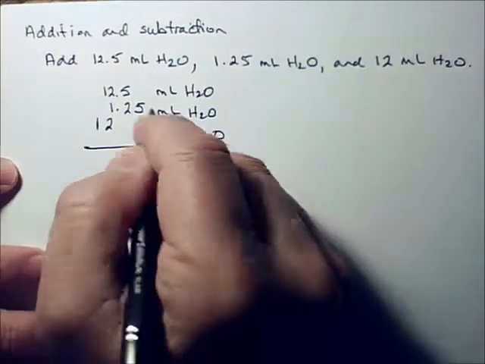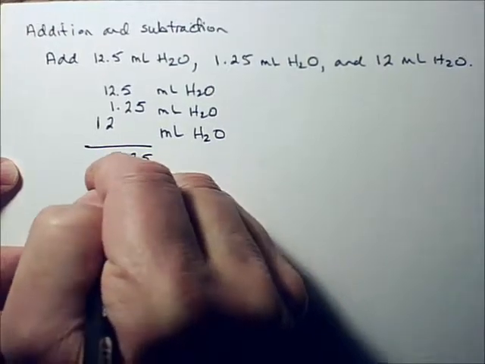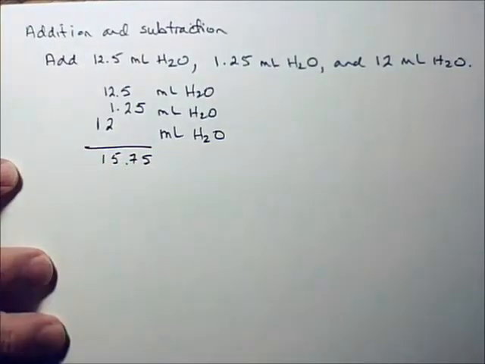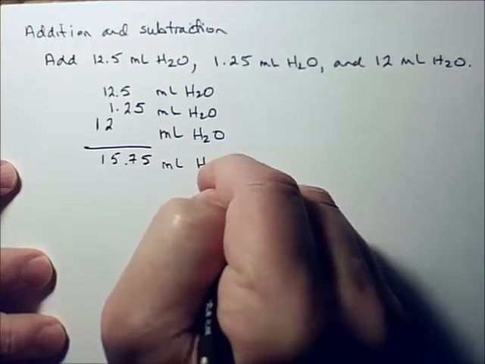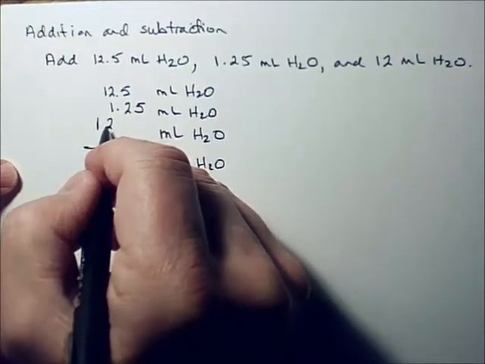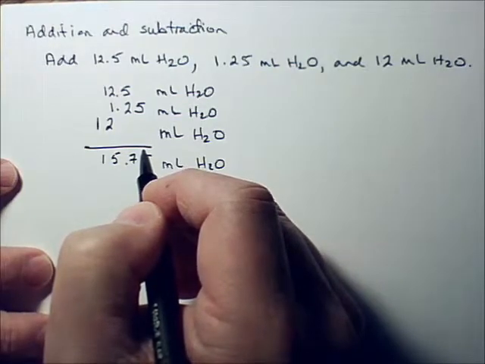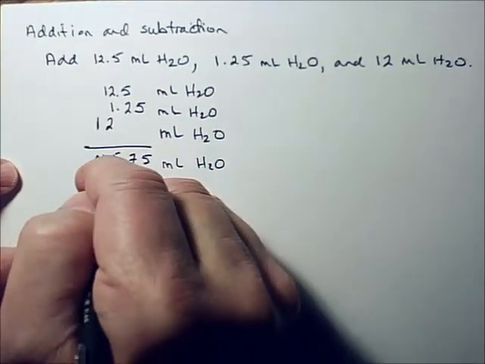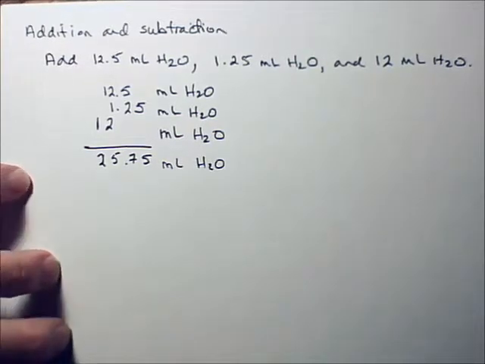Okay, now we're going to add these together. So we got a 5 here, and a 7 here, and a 5 here, and a 1 here. Correct? And this is milliliters of water. Oh, it should be a 4 here. No, that's fine. What am I missing? Oh, I left that out. See, I didn't line up my digits very neatly, did I? Good catch. Thank you, guys.